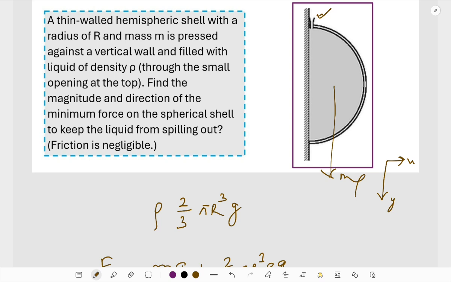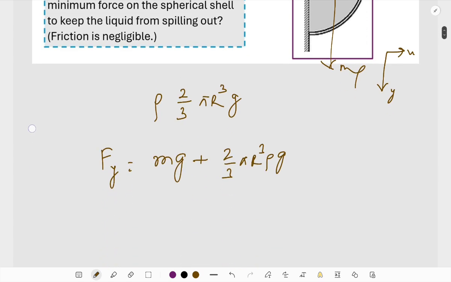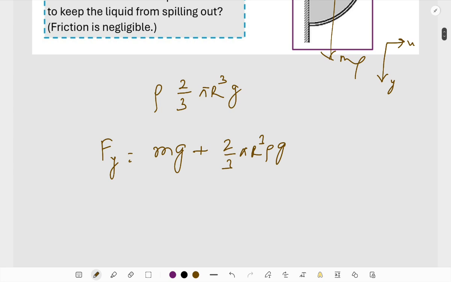So the latter, the force exerted by the fluid on the wall, can be calculated easily as the product of the average hydrostatic pressure and the area of the circle covered by the hemispherical shell, and this will give you the horizontal component of the force. On the liquid, it will be in the rightward direction.